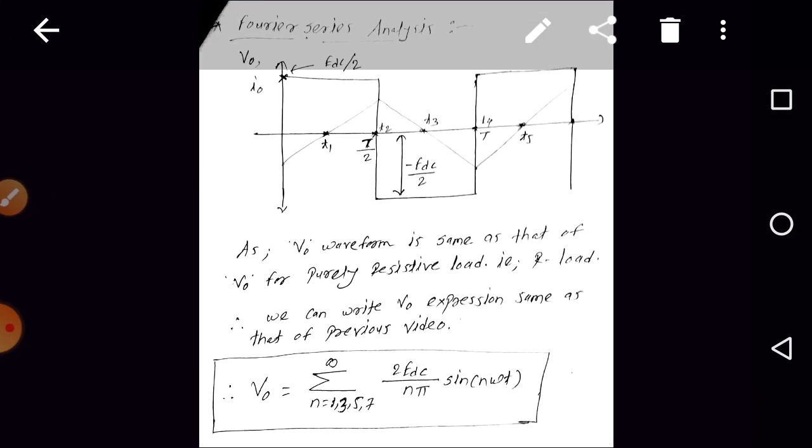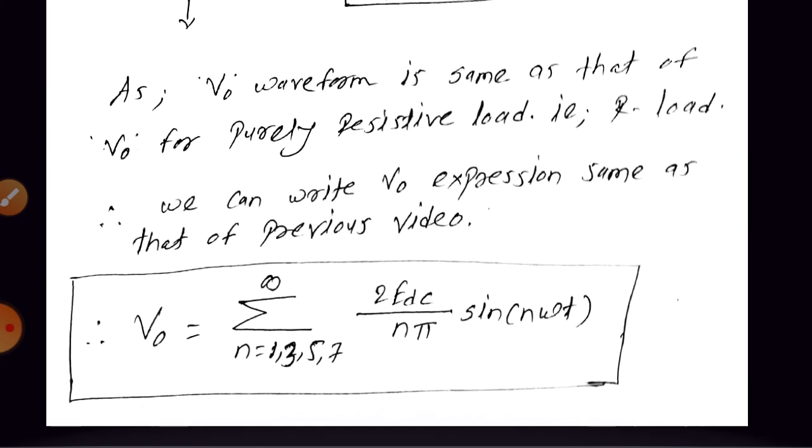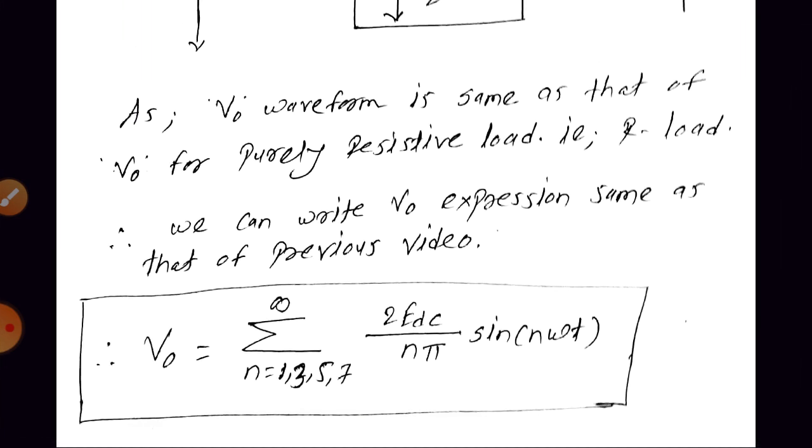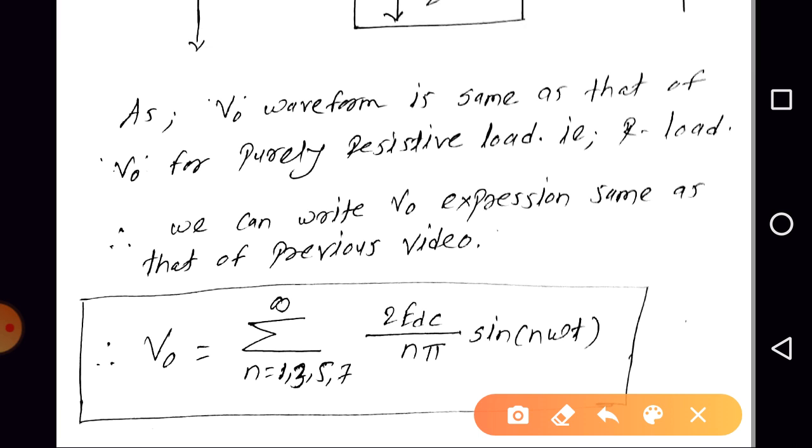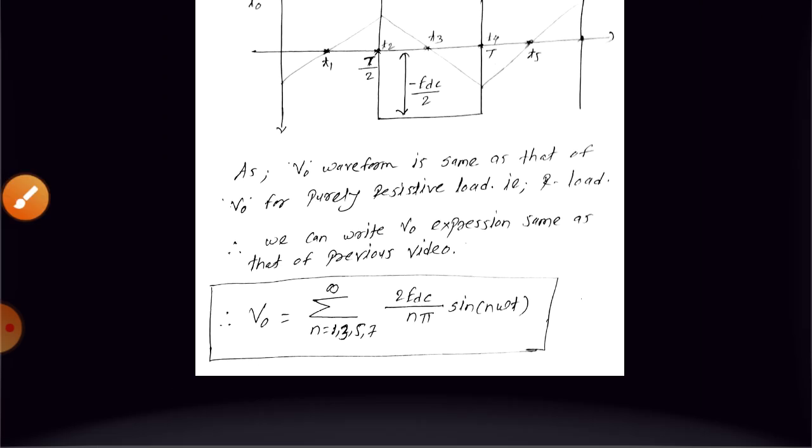Next, in the case of purely resistive load, what was the expression for I0? In the I0 case it was summation, n equal to 1, 3, 5, 7 up to infinity, 2 EDC by n pi R. It was only for the purely resistive load. That's why it was 2 EDC by n pi R into sine of n omega t. But now the load is RL load, right?